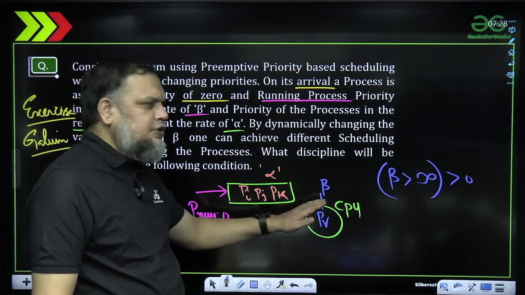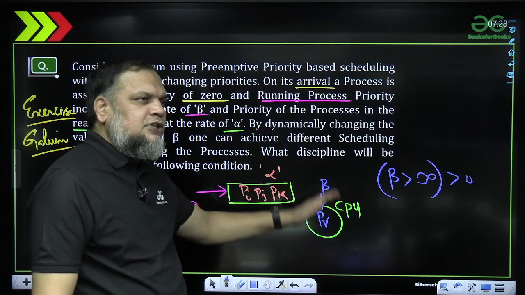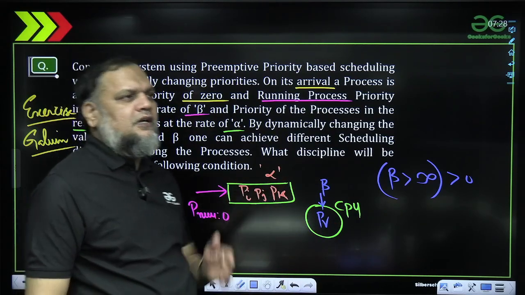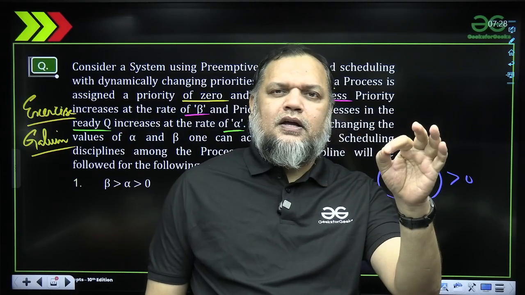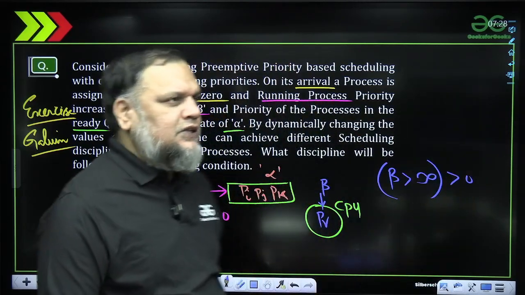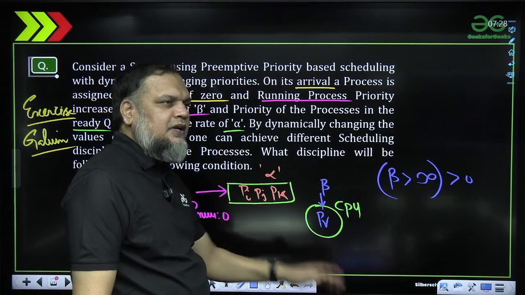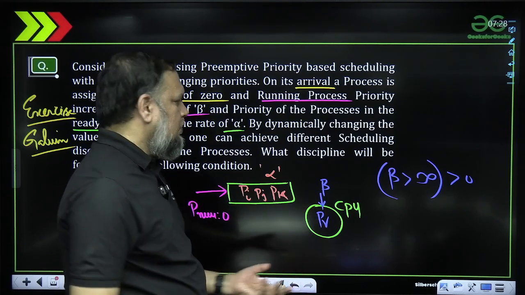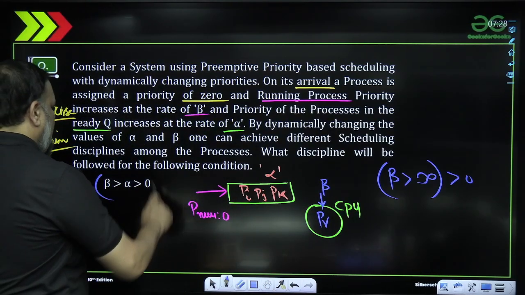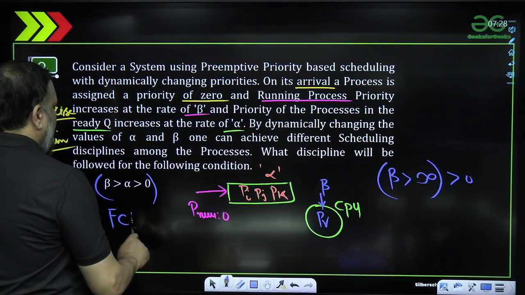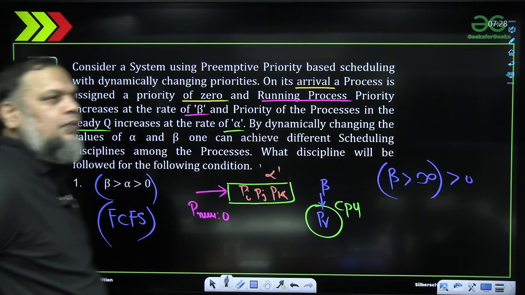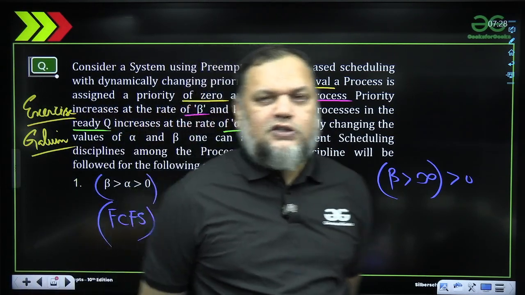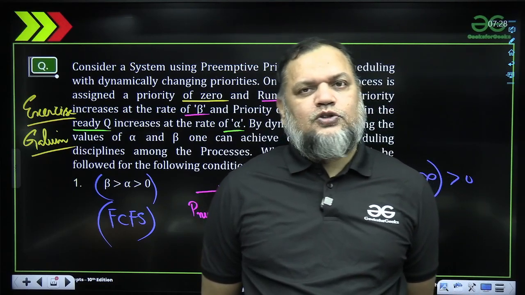The first process to get scheduled will complete, then the second process will complete, then the third. Essentially this works like first come first serve. Whichever process gets scheduled first will get completed, then second, then third. So when this condition is followed, the scheduling algorithm will behave like FCFS. The discipline will be FCFS. That's how we have to argue and justify our claims and solve the problems.